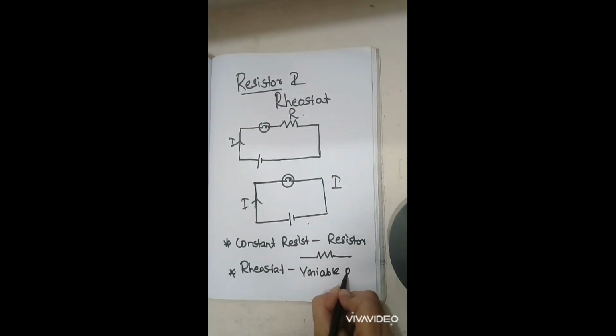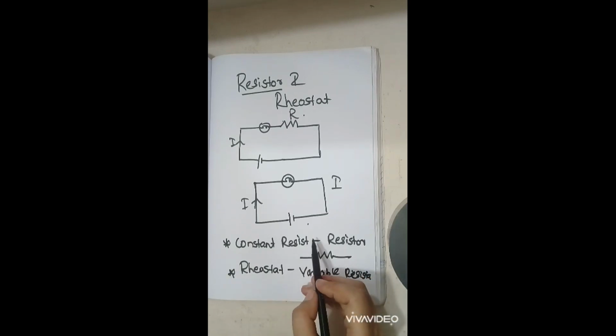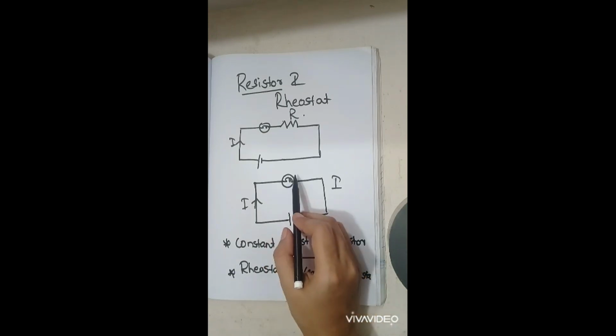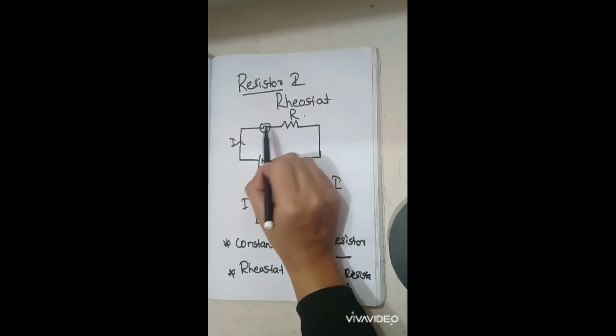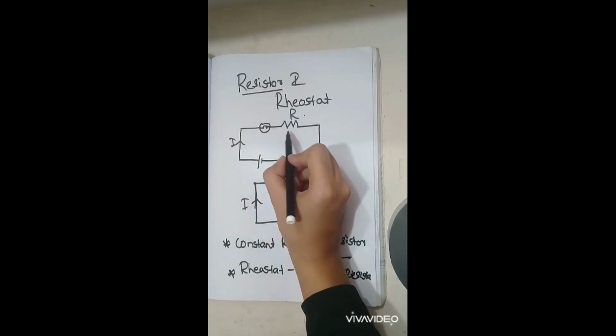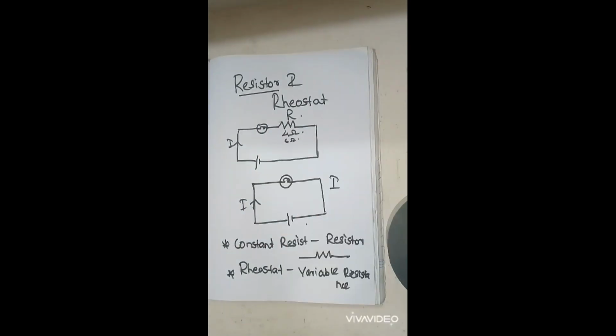Variable resistance means the resistance can be changed, increased or decreased. Here the resistance can be increased or decreased. Here only a constant resistance. When a resistor is connected, it has a constant resistance. It cannot be changed. Suppose when I connect a resistor in an electric circuit, the resistor has a fixed resistance. It may be 4 ohm, 5 ohm.